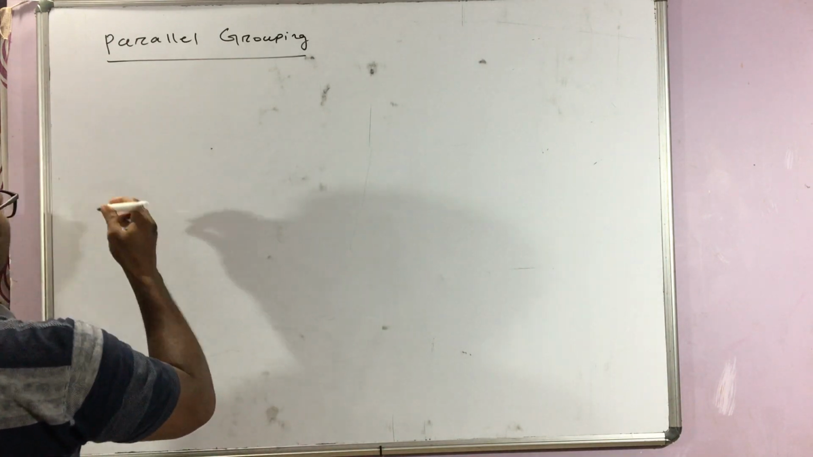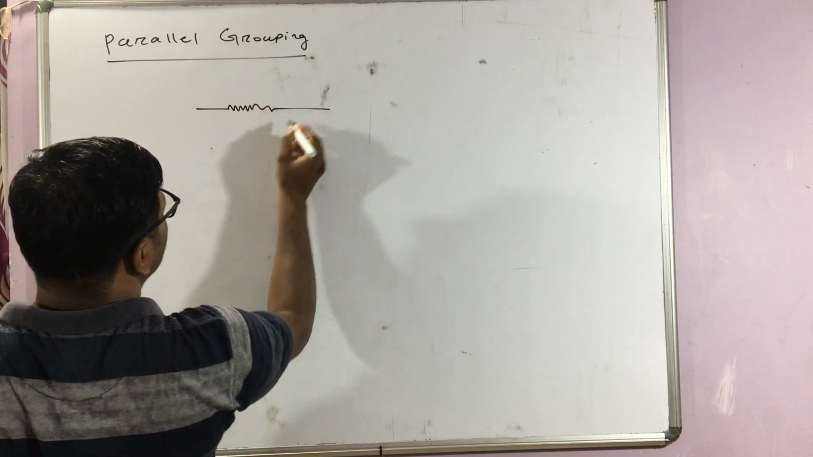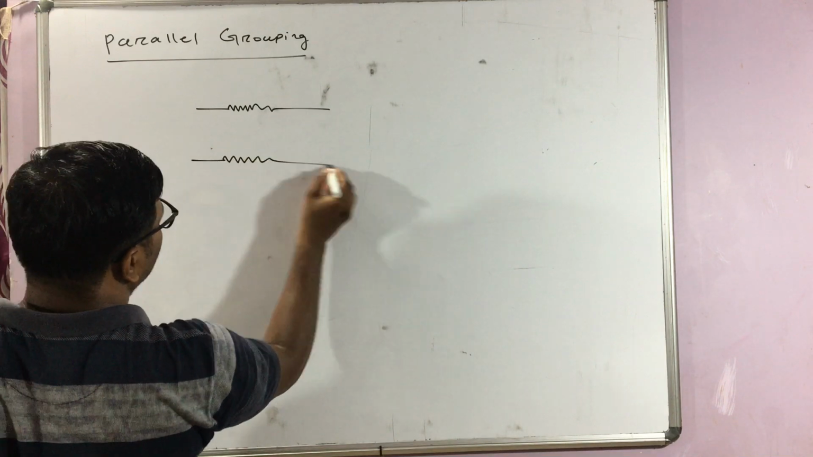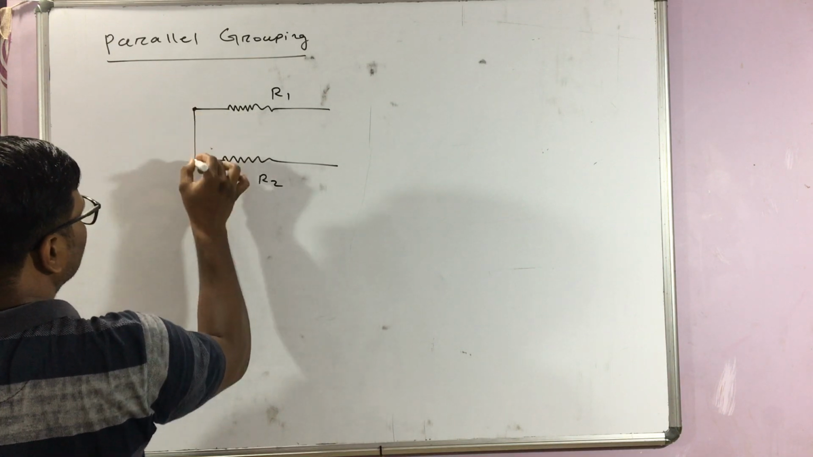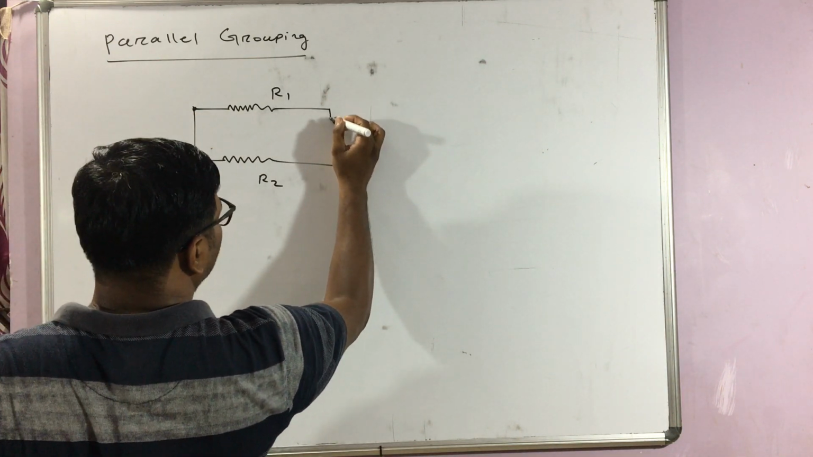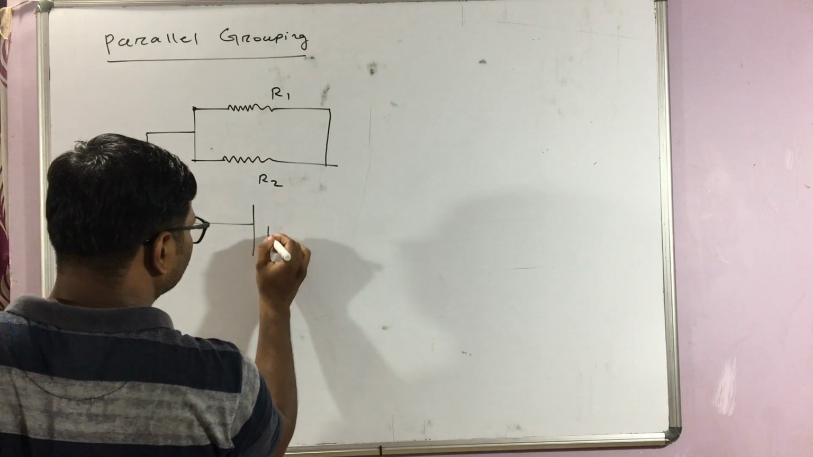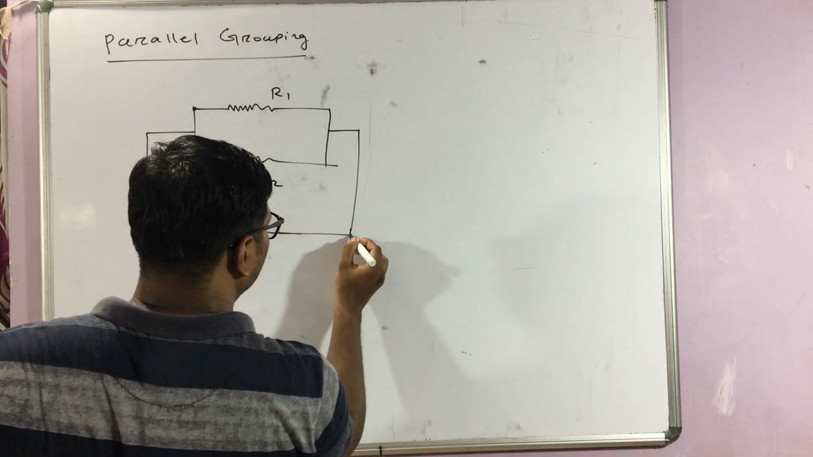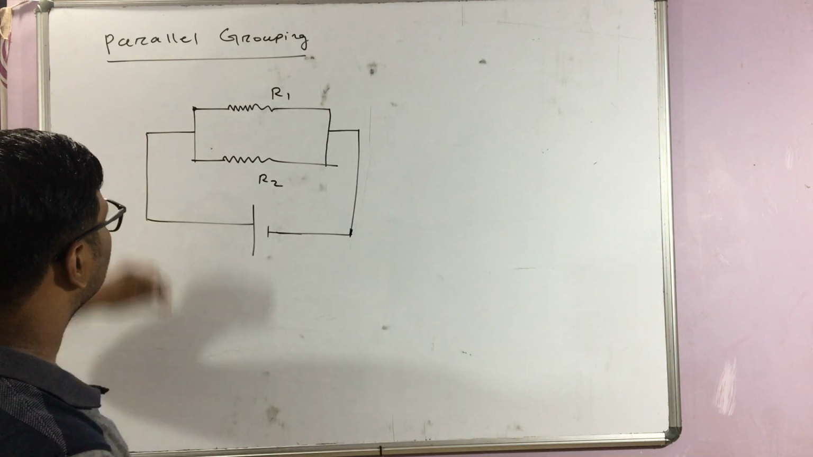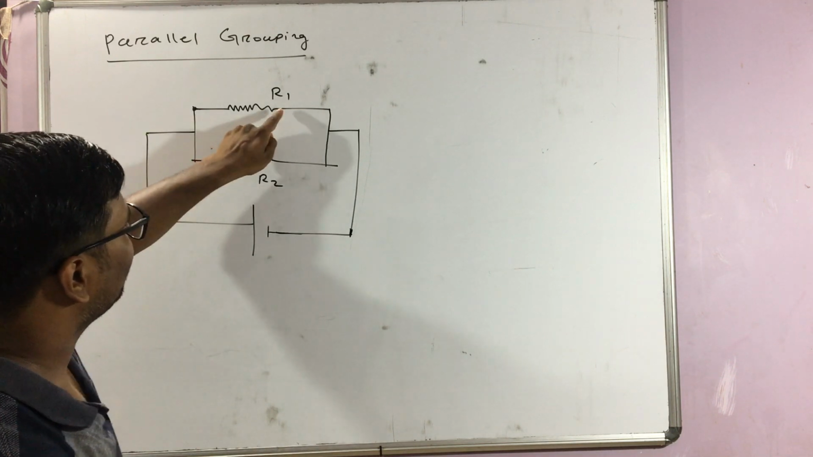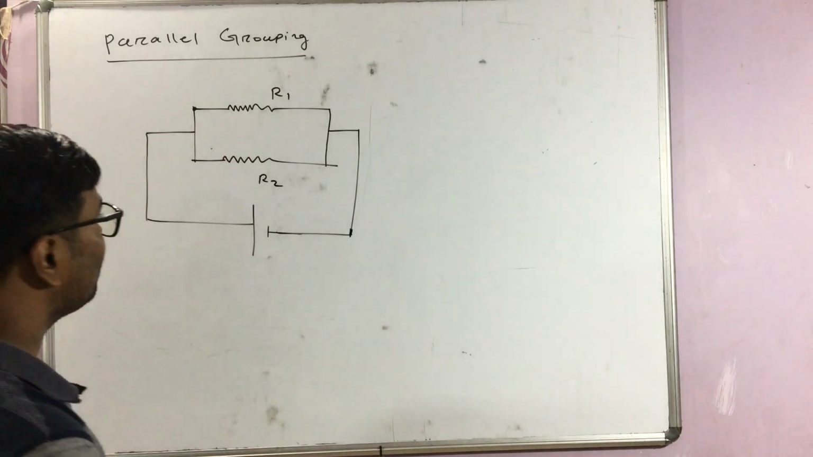As already told to you in the chapter on capacitance, in the same way we can write here. Suppose two resistors are given. One is R1, another is R2. Parallel means the two ends are connected like this. Means one end of R1 and one end of R2 are clubbed at one point, and the other ends are clubbed at the other point. So this type of connection is called parallel grouping.